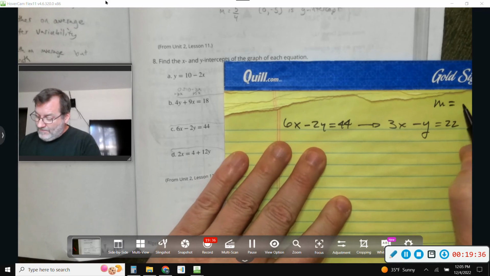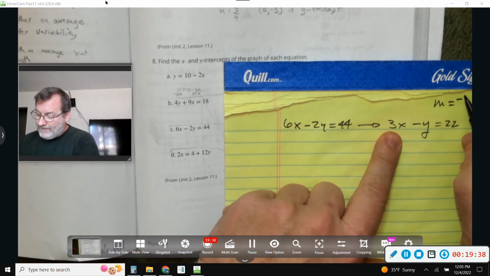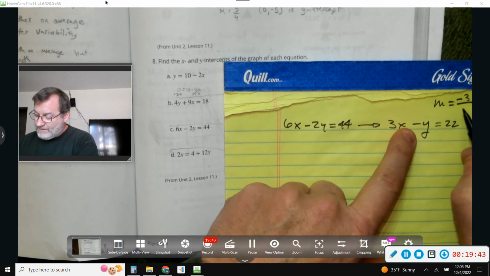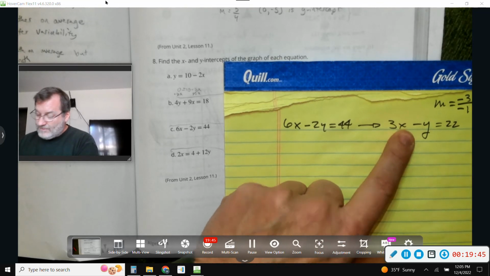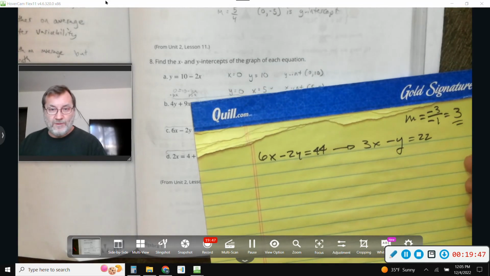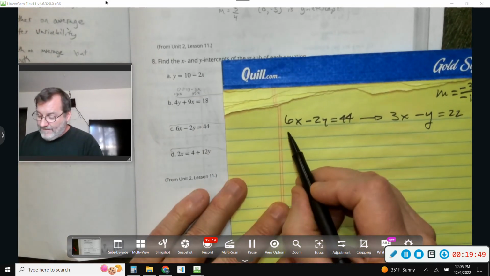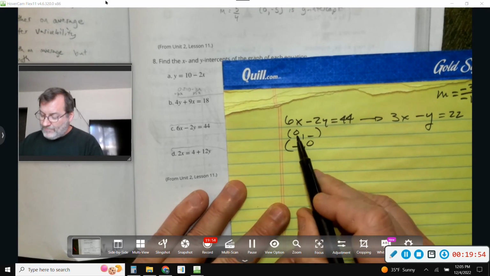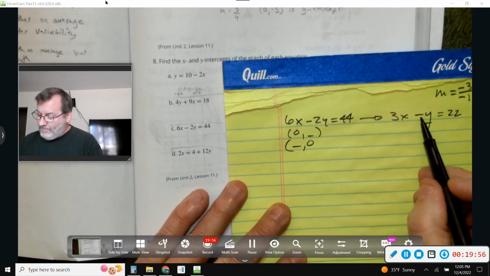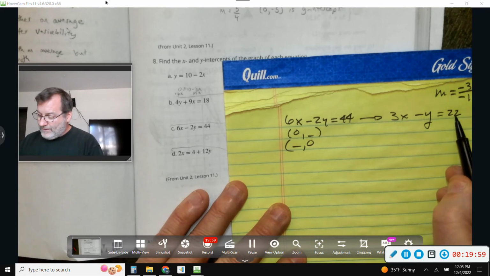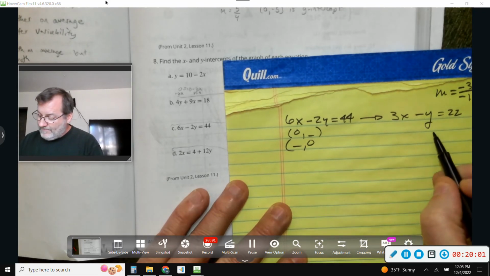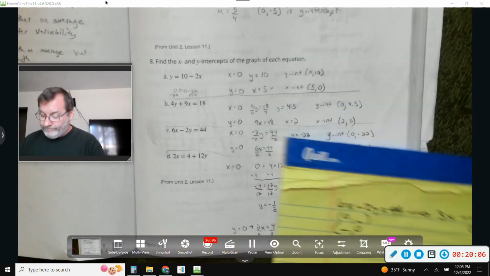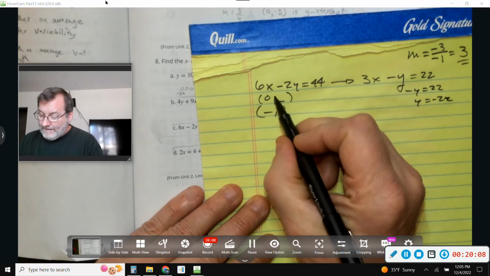What's my slope going to be? Well, it's going to be a -3, right? Sign change, a divided by b, which is a -1. So my slope is 3. Just did that with some quick manipulations. And I got to find this thing's x and y intercepts. Alright, so let's put a 0 in here. 0 minus some y value equals 22. Well, if negative y equals 22, then y equals a negative 22. Alright? Minus 22.